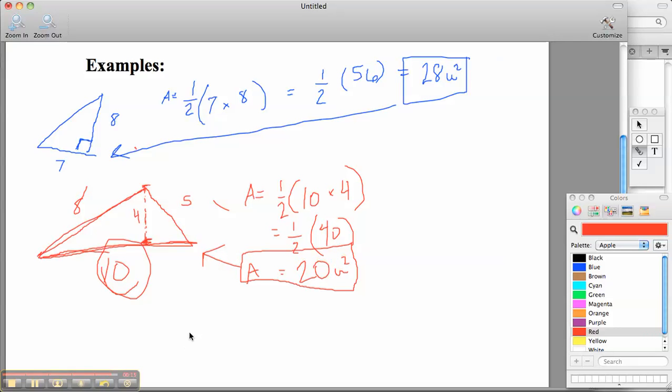So no matter what the triangle looks like, you just look for the base and the height. If it's a right triangle, like that, that's the height, that's the base. If it's not a right triangle, the height's inside.